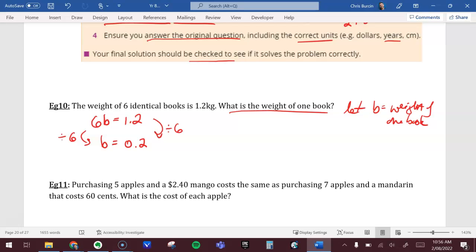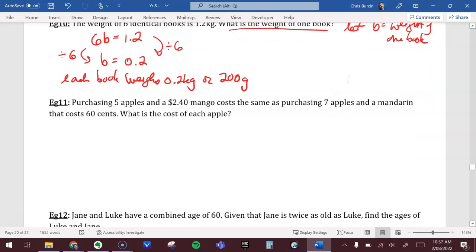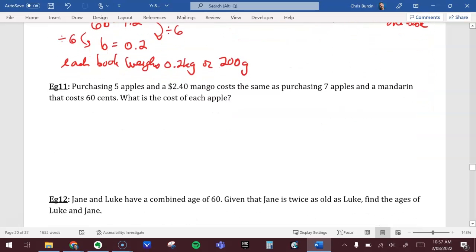So to simply get 1b, we divide both sides by 6, and that gives us 0.2 kilograms. But I think it makes more sense to say each book weighs, we're answering this, 0.2 kilograms, or might make more sense, 200 grams. So either way, you are correct. They are equivalent.